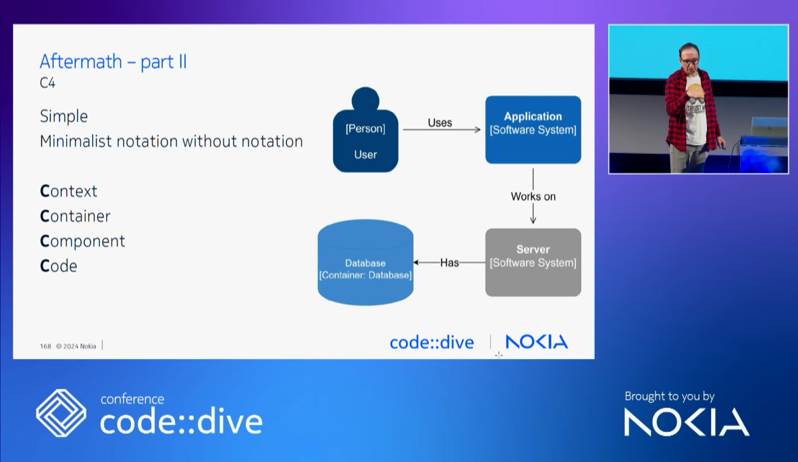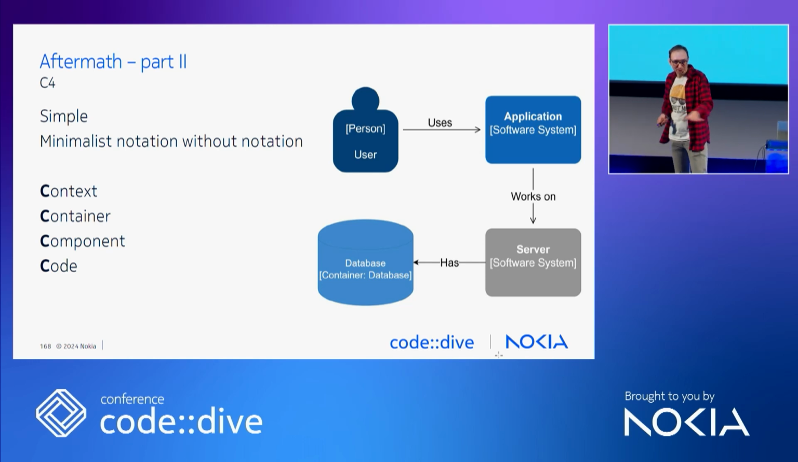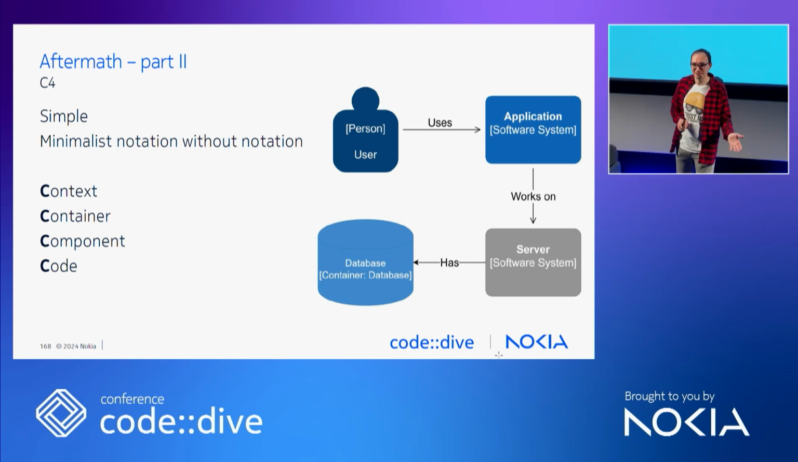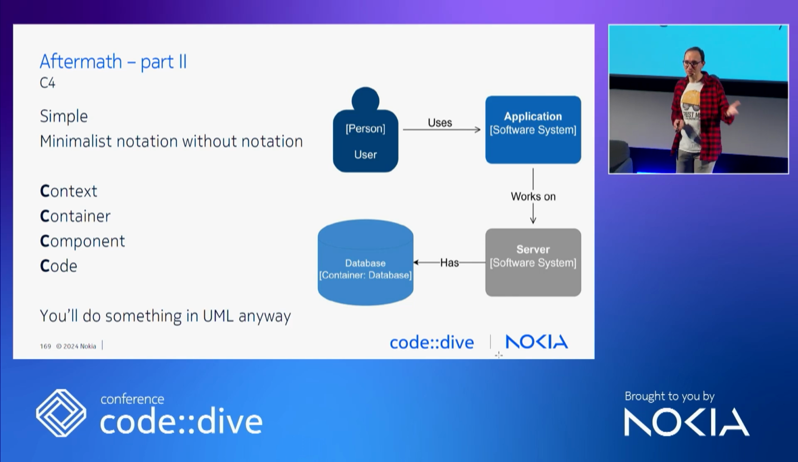Actually, this 4th level, the code level, the lowest level of systems structure, is optional. And Simon does not propose anything for this lowest level. He says, use anything you like. It can be source code, but it can be UML. So you will end up with some UML anyway.